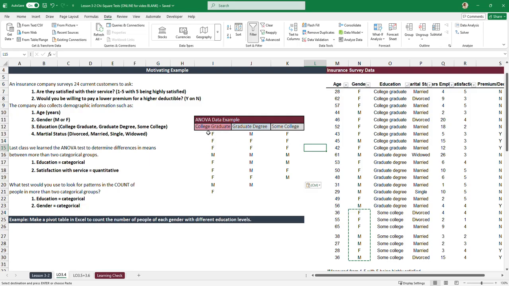So for graduate degrees, here's the genders, and for some college, here's the genders. The issue here is that we have no numbers. College graduate, graduate degree, and some college are text-based or categorical data.